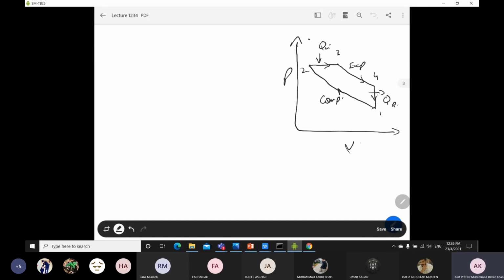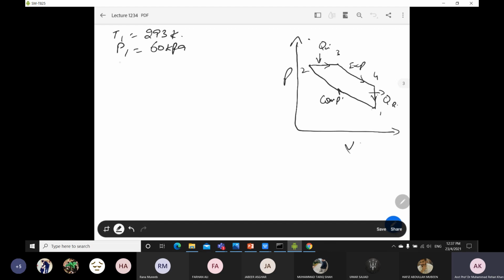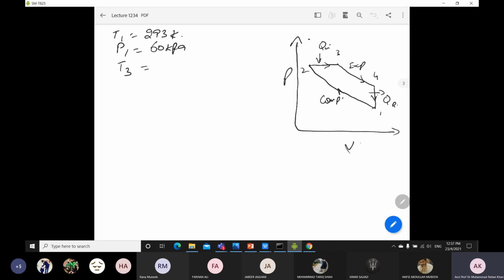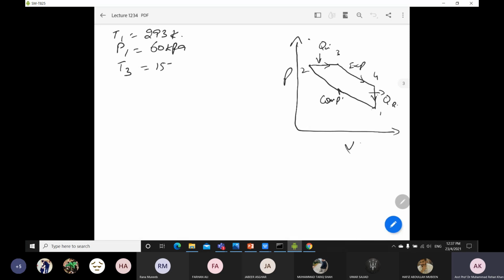Starting from the data available in your question, temperature 1 is given in the question, which is 20 degrees Celsius, so it means 293 Kelvin. Pressure at 1 is also given at the start of the compression process, in kilopascal. At the end of the heat addition process, T3 is also given as 1300 degrees Celsius, which turns out to be 1573 Kelvin if you convert into Kelvin. Then the compression ratio is also given, which is V1 over V2 equal to 18.2.